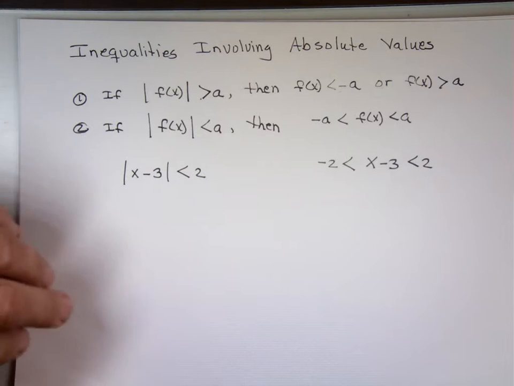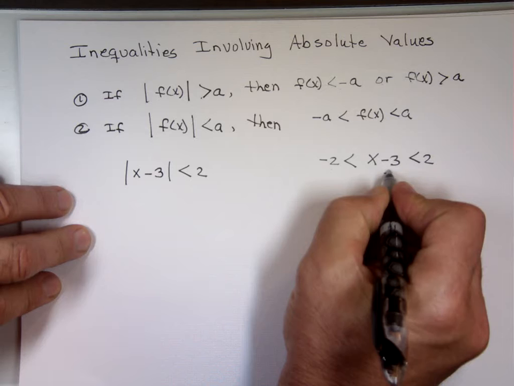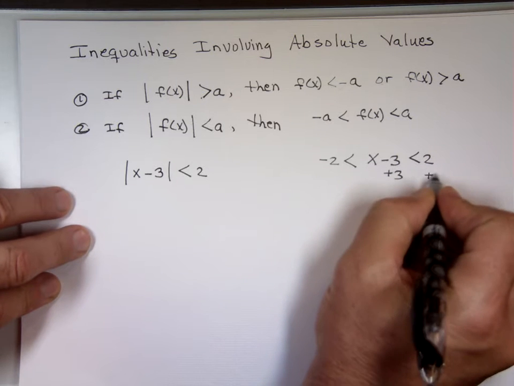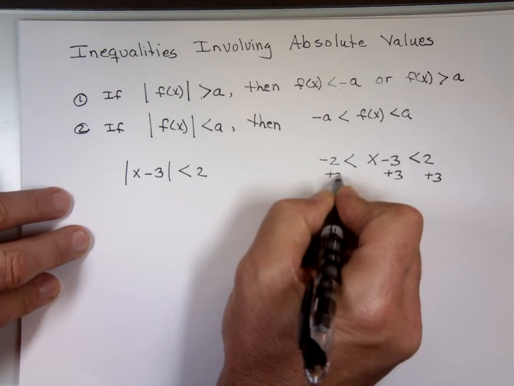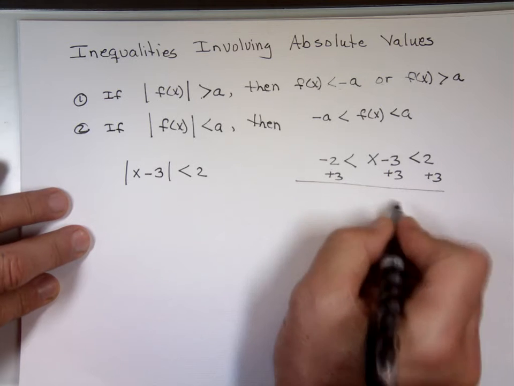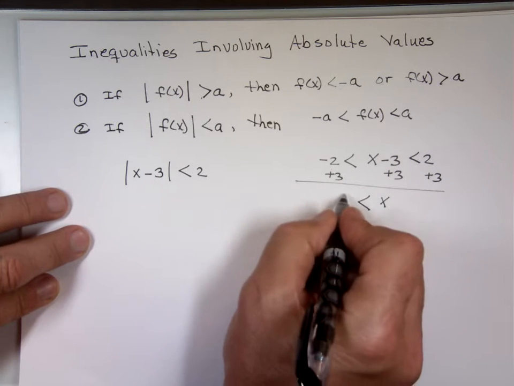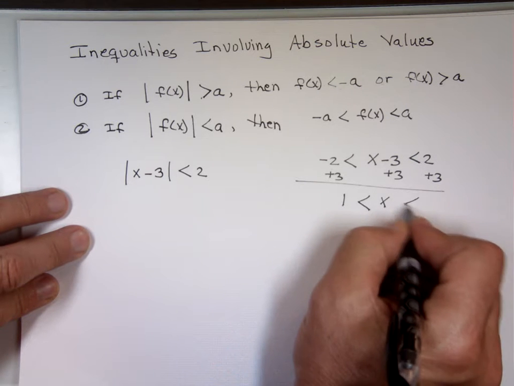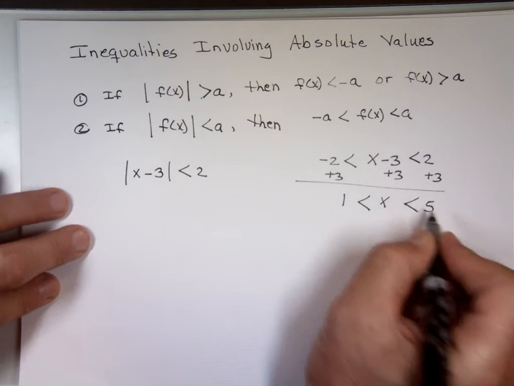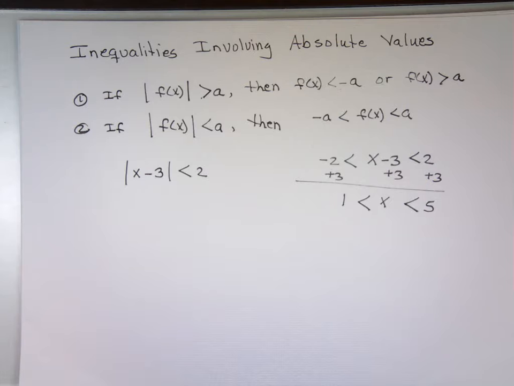How do we solve this? We can add 3 to all three sides. That'll be x greater than what? 1, less than 5. And that's my answer. From 1 to 5.